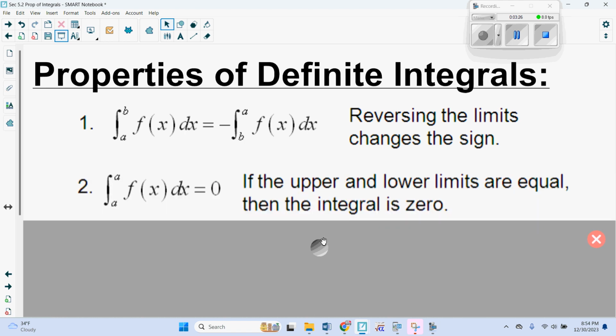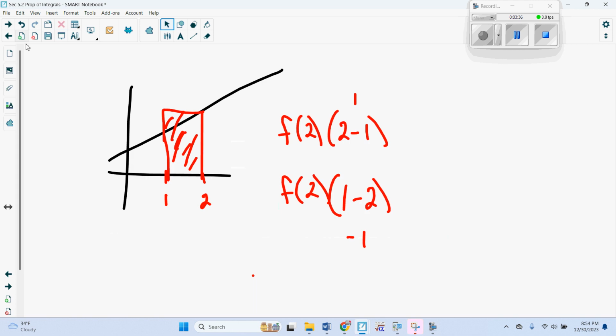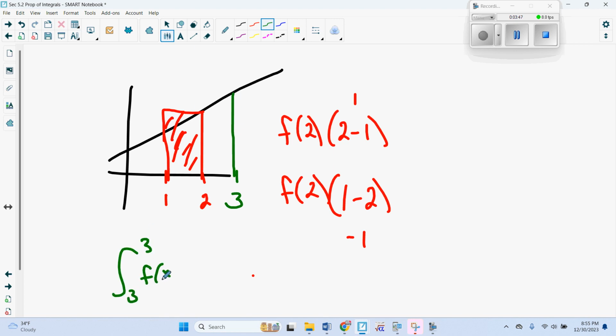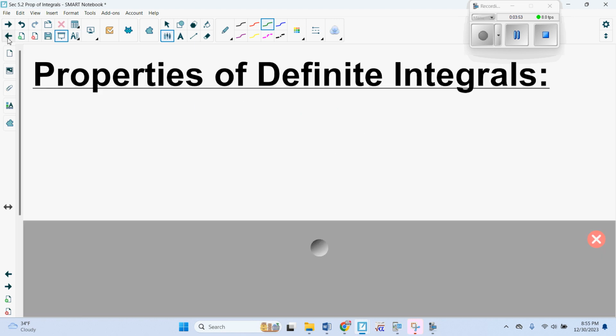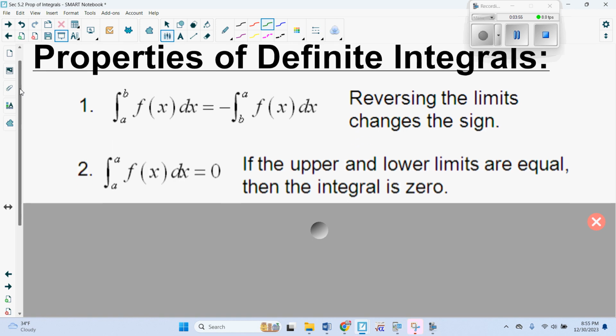Our second property is if the upper and lower limit are the same, then this integral is just 0, which once again makes sense. If you think about this from a picture, if we want to find the integral from 3 to 3, there is no area under the curve. That's 0. That's all that this property is telling us.